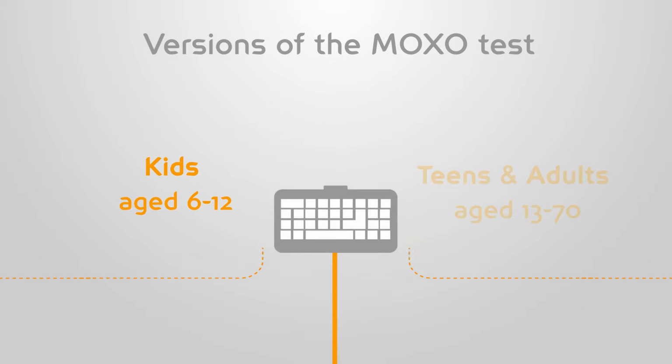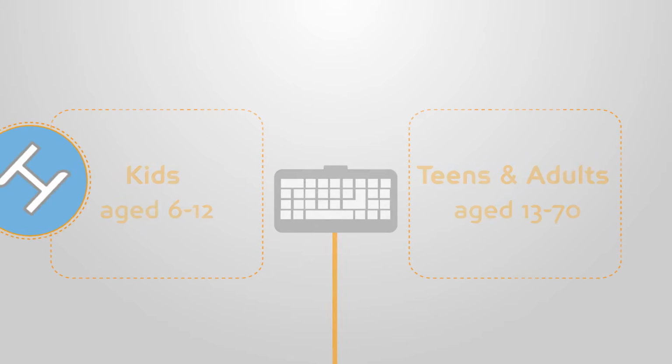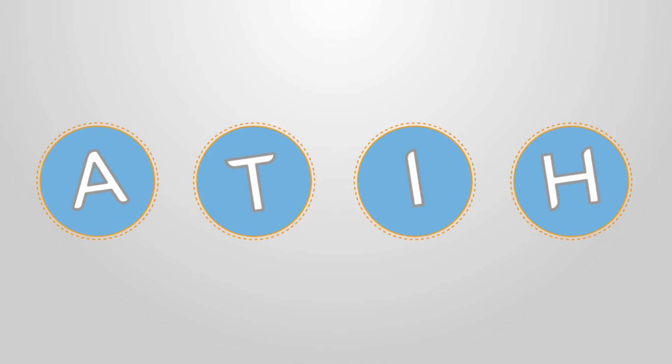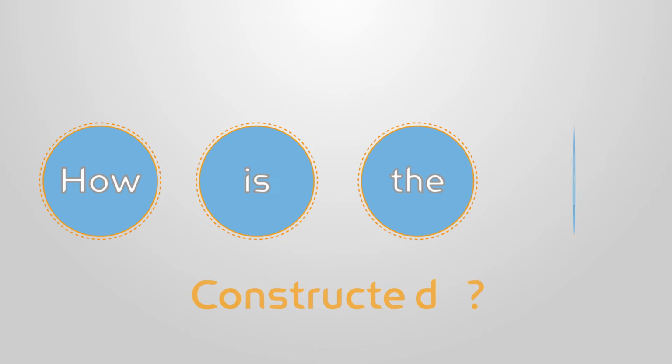Both versions have been constructed in the same manner. Similarly, the test indices are measured in the same manner in both versions of the test. The Moxo test results are displayed in 4 indices, which together provide the attentive profile: attentiveness, timeliness, impulsiveness, and hyperreactivity. How is the test constructed?